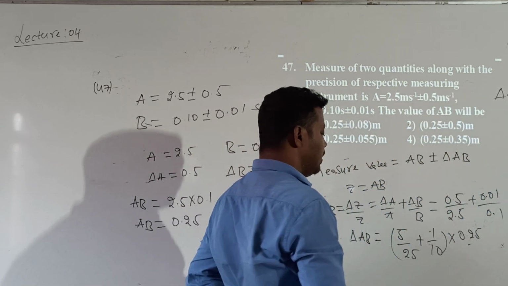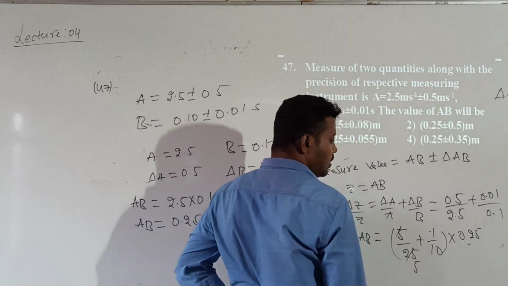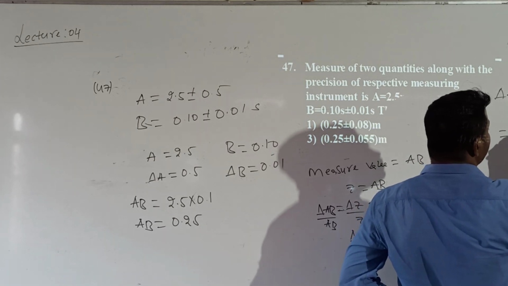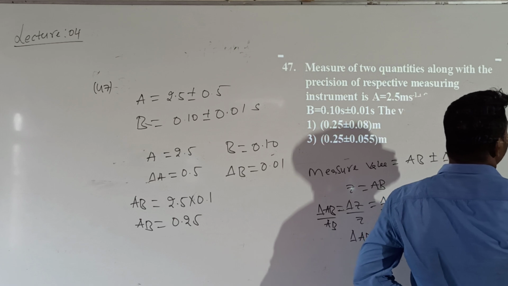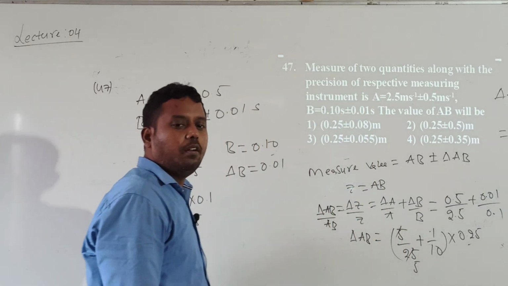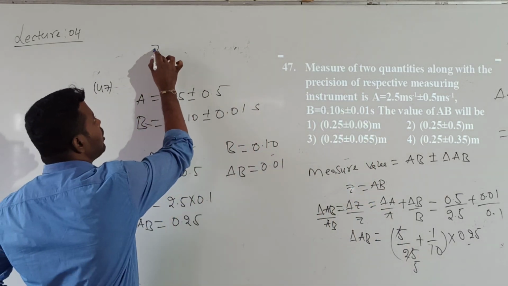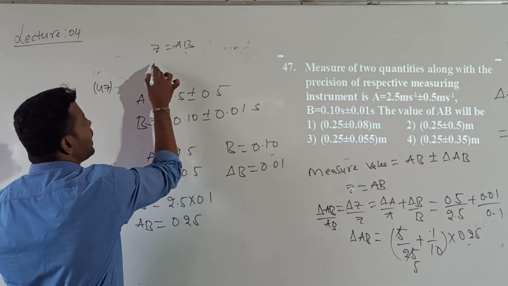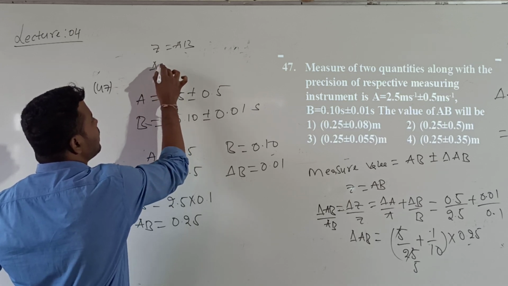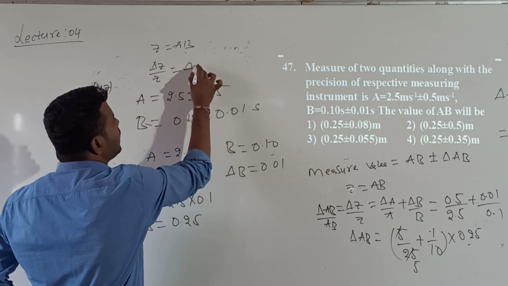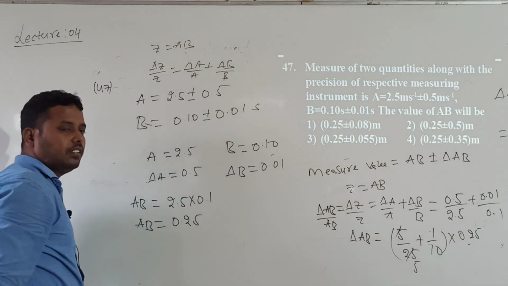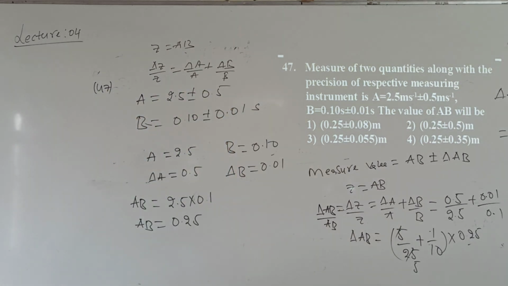If you want, you can check it. 5 ones are 5, 5 fives are 25. So what will the 1 by 5 value be equal to? Then you will get it. Then finally the final measurement is given by 0.25 plus or minus 0.08. Question understood? This is the multiplication rule. Whenever Z is equal to AB, there is only one rule. Delta Z by Z is equal to delta A by A plus delta B by B. This is the rule. Okay? So this is question number 47.